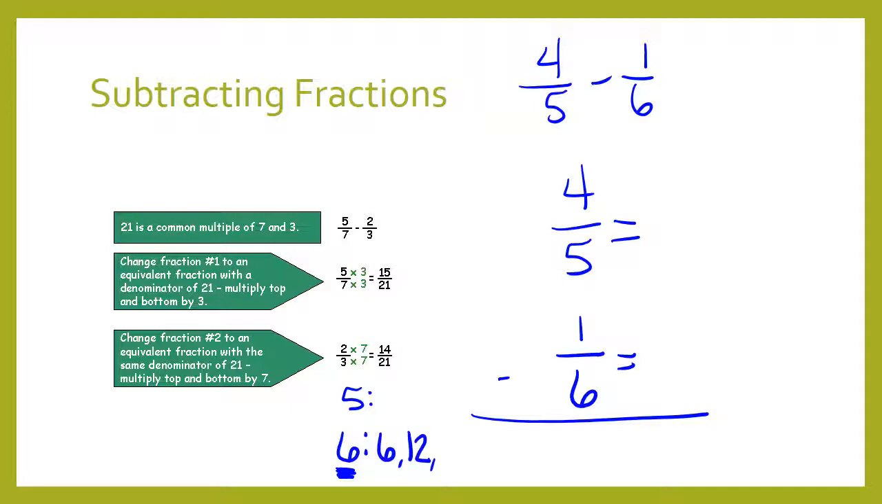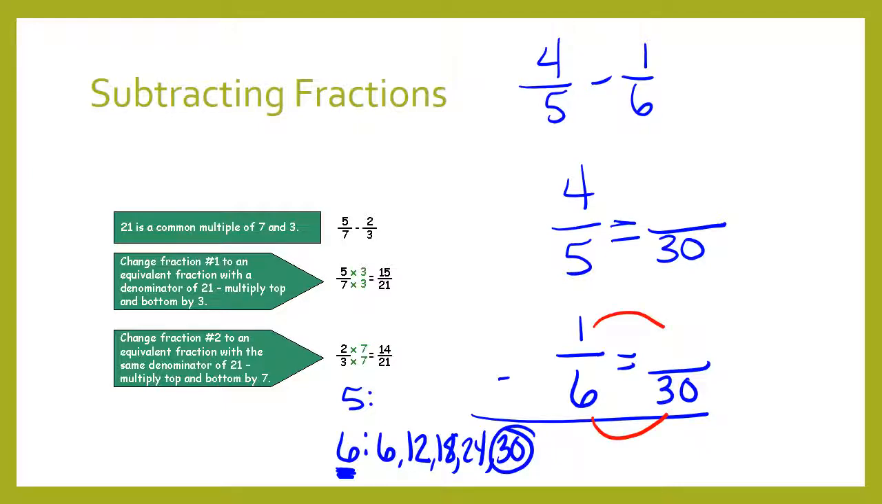No. 6 times 3 is 18. Still a no. 6 times 4 is 24. Still a no. 6 times 5 is 30. That's going to be my first one where they are the same. So I'm going to make my denominators 30. But I remember that if I change the bottom, I've got to change the top in the same way. So how did this one change? Times 5. So how does this one have to change? Times 5. 1 times 5 is 5.